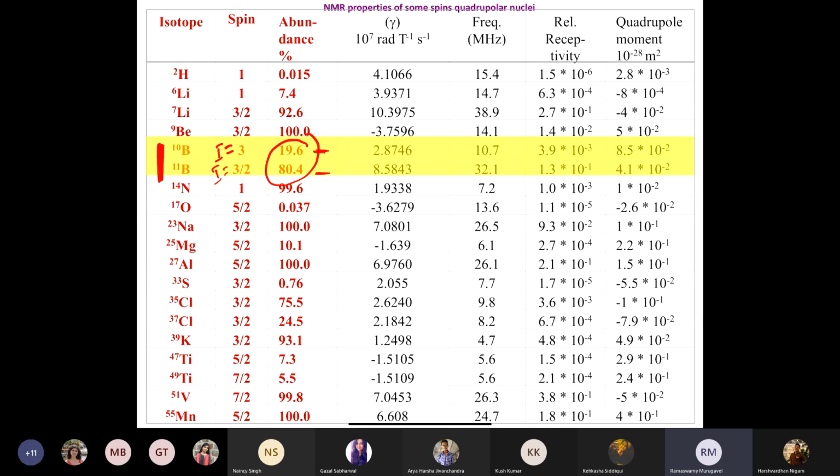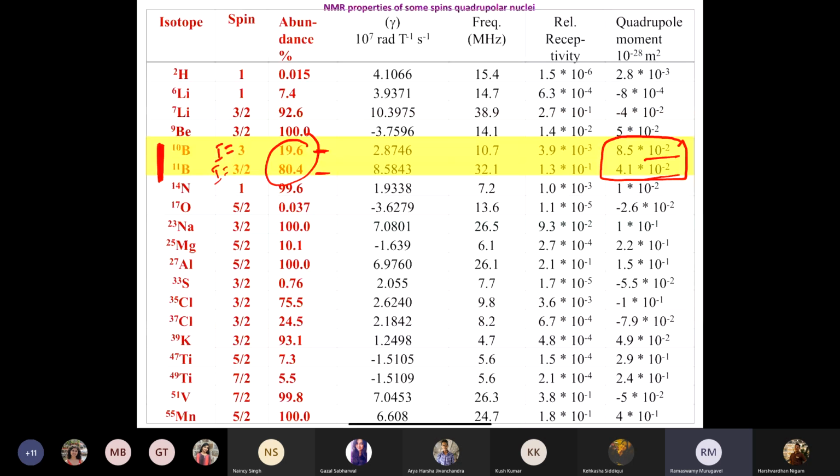Of the total abundance, boron 10 and boron 11 constitute the total 100%, and receptivity is not too bad, 10 to the power minus 2. That's not at all bad actually. As a result, you can do boron NMR, and boron also is a very important element in biology, especially boron capture therapy for cancer cure and other things. The boranes and the carboranes are used in many fields, in material science as well as in biology. So boron NMR becomes very useful, especially in the field of biology and medicine.